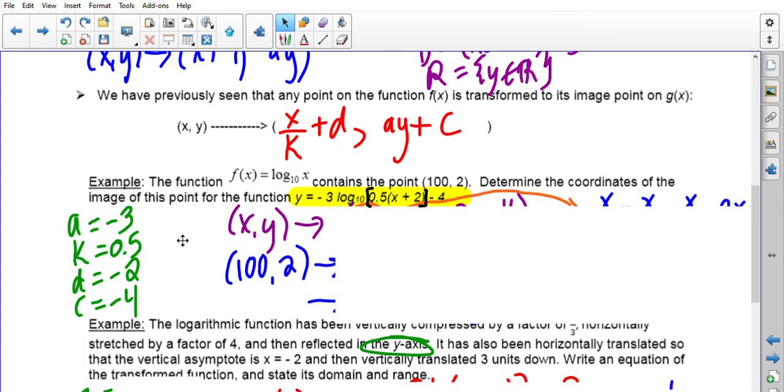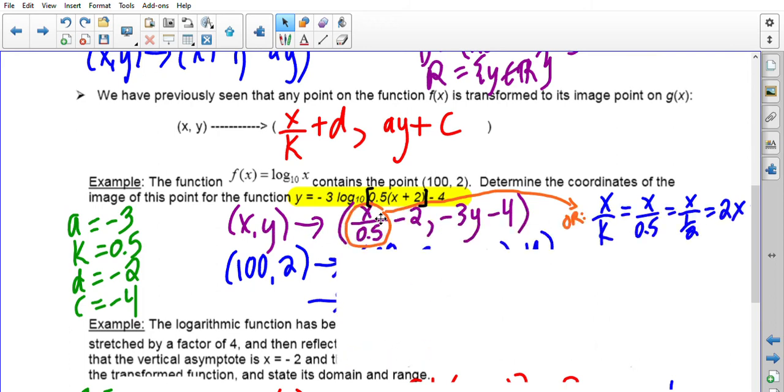Okay, so we have to identify our variables, or our parameters. A is -3, k is 0.5, d is -2, c is -4. So when we apply it to our transformation statement, we're going to get that (x, y) on the original becomes (x over k - 2, -3y - 4), so x over 0.5 - 2, -3y - 4. I just put over here at the side, you can simplify this even more because that kind of looks ugly. You can write x over 0.5 as x over 1/2, and then obviously you flip and multiply, so that actually becomes 2x. So if you'd like, you can write this on the next line as 2x.